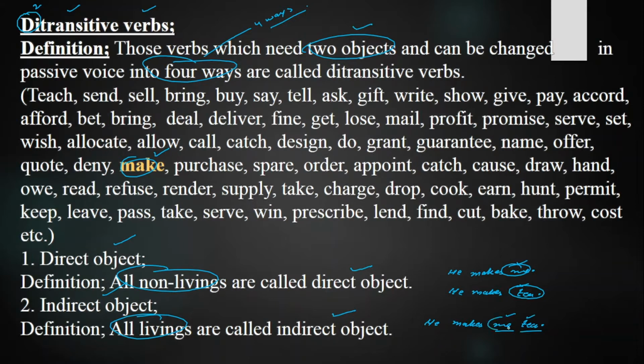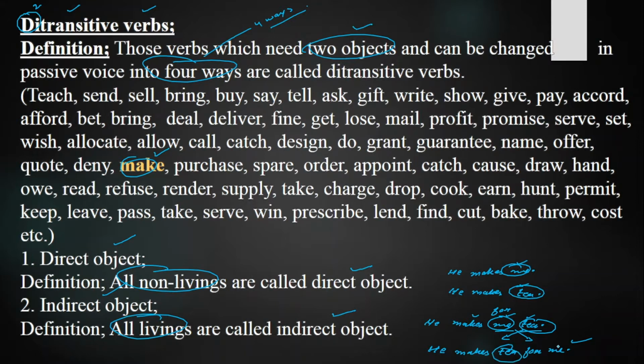Mostly we bring the indirect object at the beginning and the direct object at the end. But if you want to bring the direct object at the beginning and the indirect object at the end, you will shuffle the places, and for that you need to use a preposition. Make will be followed by the preposition for. You will write it this way: he makes tea for me. So these are the two ways: he makes me tea, he makes tea for me.